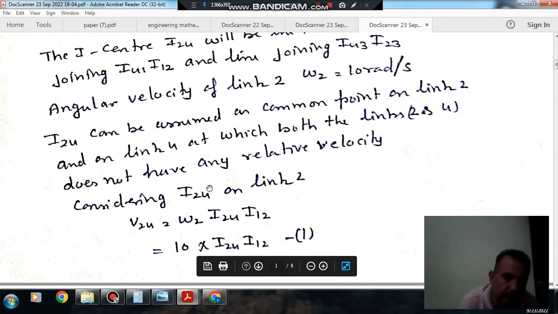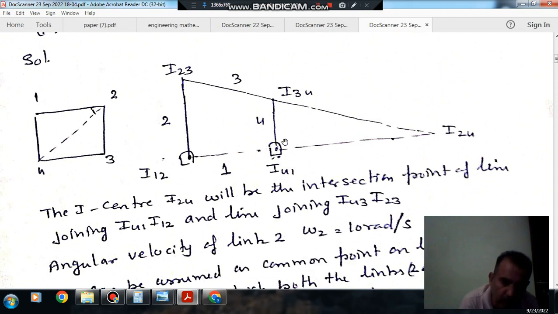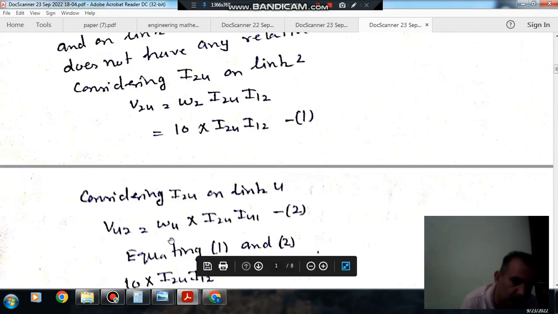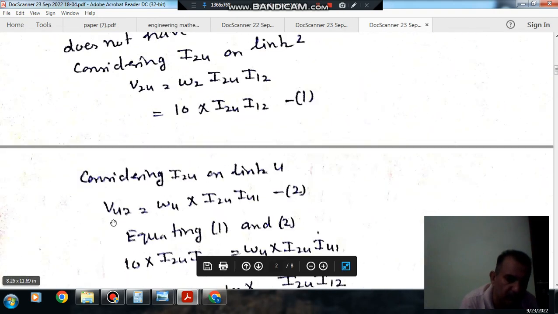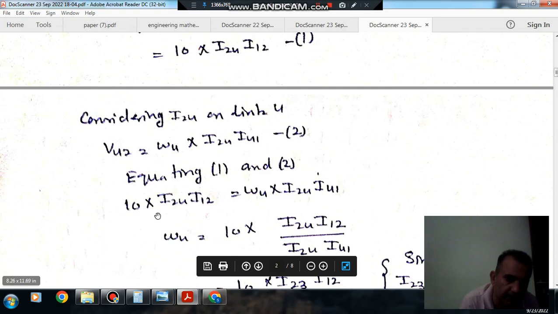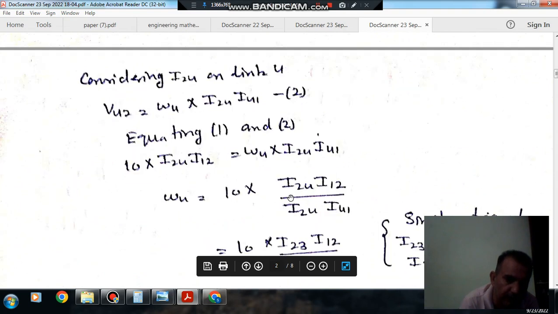Now if we consider it on link 4, then its velocity can be found using omega 4 into this distance I41 I24. So the velocity of this point will be omega 4 into I24 I41. This is equation number 2, and that was equation number 1, where omega 2 is just 10. As there is no relative velocity between link 2 and link 4 at the I-center, the velocity V24 and V42 will be the same. So 10 into I24 I12 is equal to omega 4 into I24 I41, or omega 4 is 10 into I24 I12 divided by I24 I41.